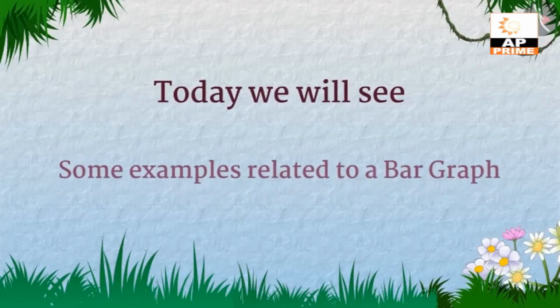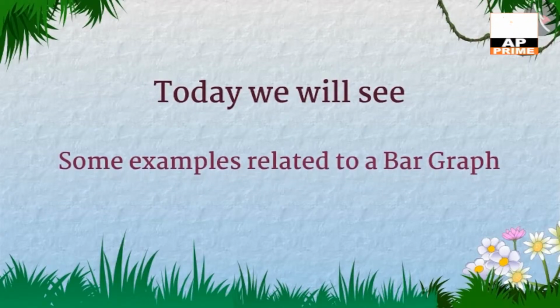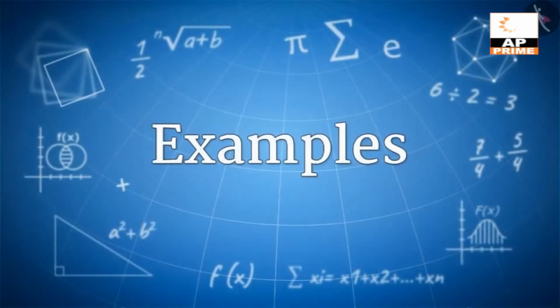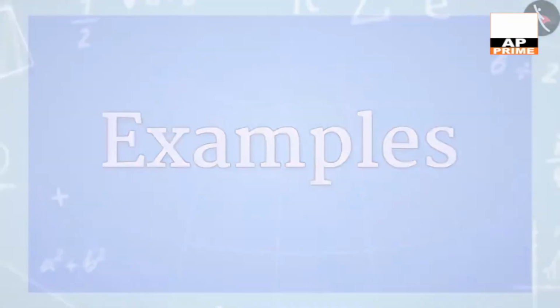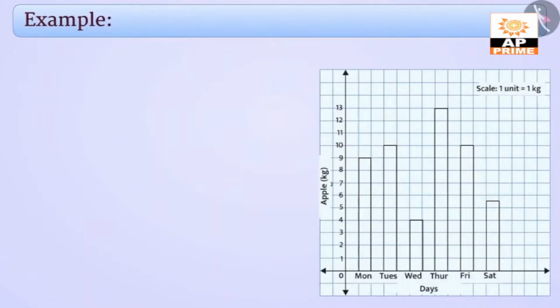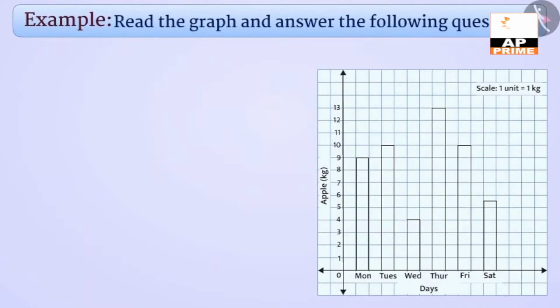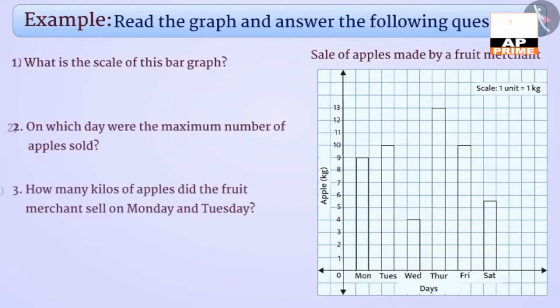Today we will see some examples related to bar graph. A bar graph is shown below. This graph refers to the sale of apples made by a fruit seller from Monday to Saturday. Read the graph and answer the following questions.